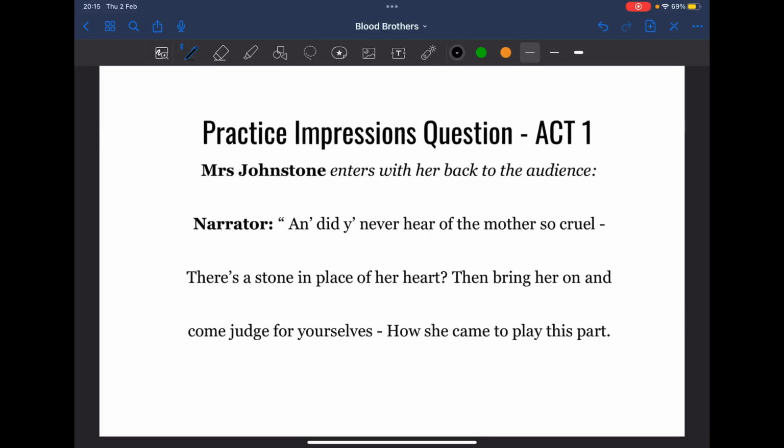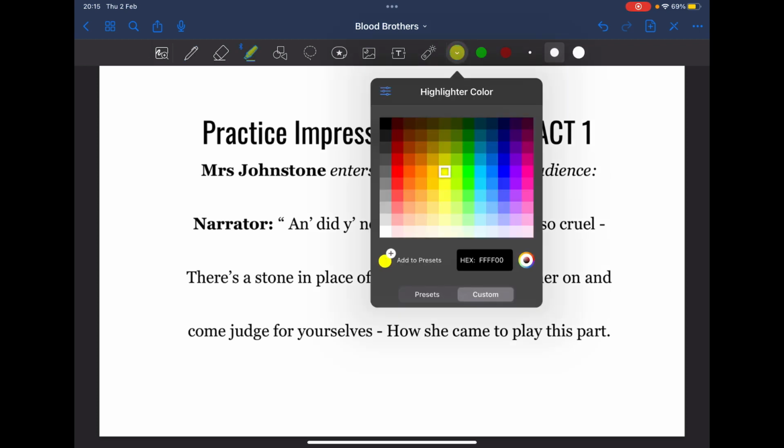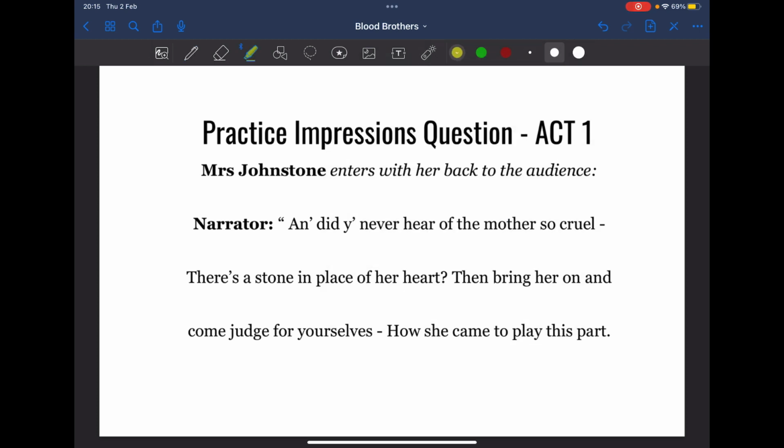So we are now with the extract and we're going to go through and annotate together. I'm just going to get my highlighters out. And again, it is recommended when you go into the exam that you do have highlighters. You don't have to. You can just use your pen and make different codes, like squiggly lines, like straight lines for different things. But we're going to get straight into it.